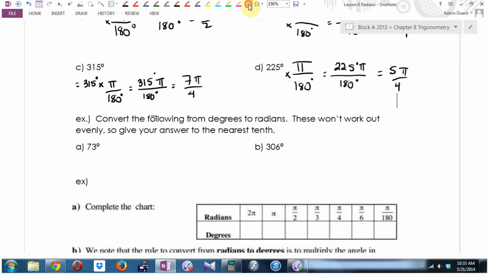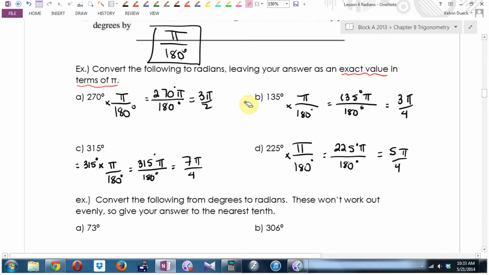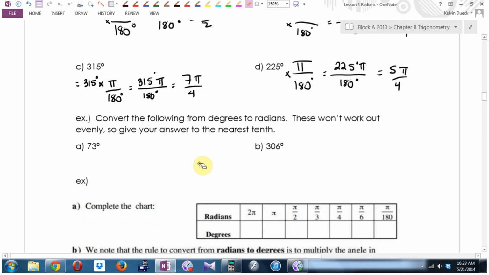Sometimes they won't work out evenly. I'll let you know. If I say leave your answer as an exact value in terms of pi, what I'm saying is use the fraction button and give me an answer like that. But sometimes the fraction won't reduce, in which case I'll say give your answer to the nearest tenth. So 73 degrees, well, I'm going to go times by pi over 180.